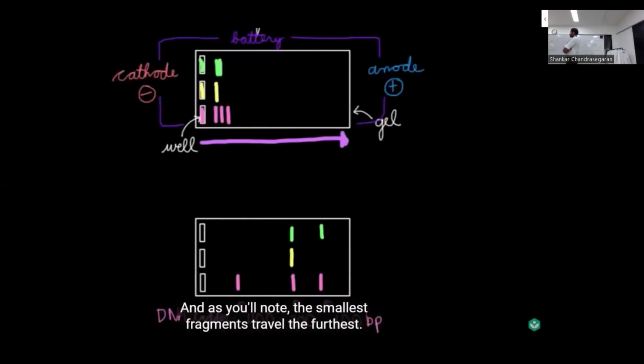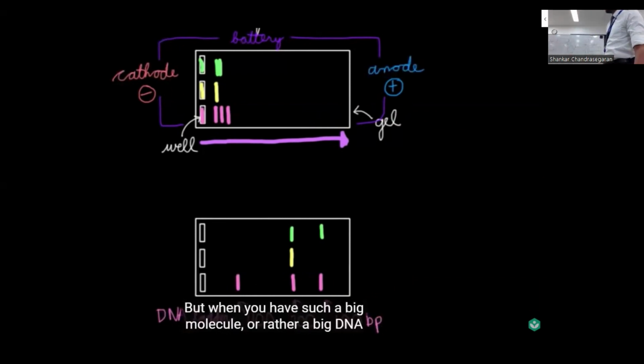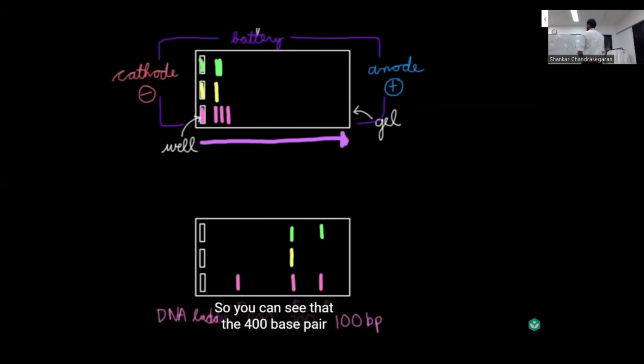And as you'll note, the smallest fragments travel the furthest. This is because the smallest things are really easy to push with the electrical field. But when you have such a big molecule, or rather a big DNA fragment, it can be hard to move. So you can see that the 400 base pair fragment doesn't move too fast or too far.